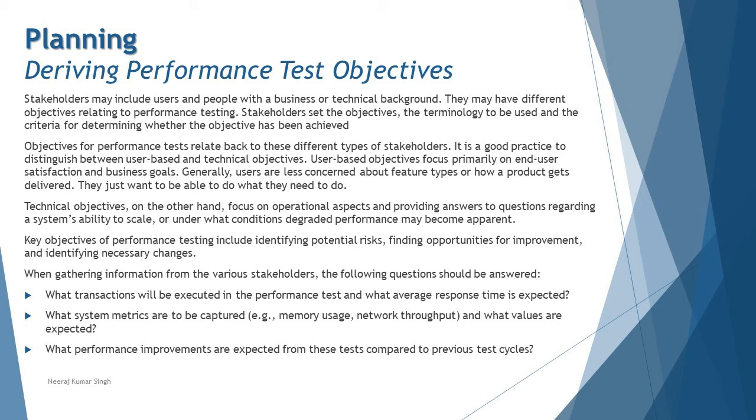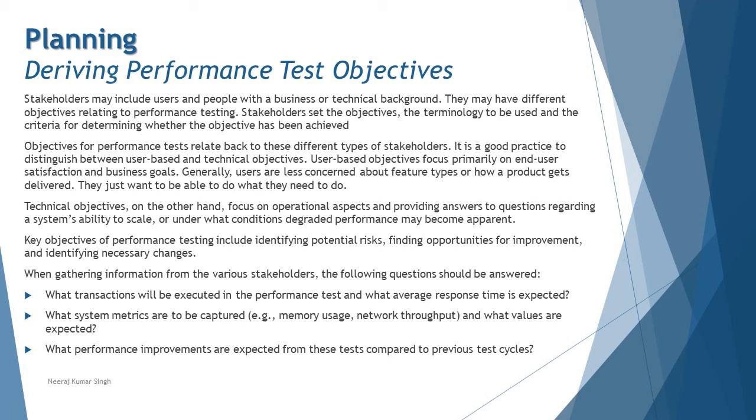And this metric could be anything: hits per second, transaction throughput, network throughput, memory usage, any sort of thing you're trying to look at. Also, what performance improvements are expected from these tests compared to the previous test cycles. You can also target this by comparing every cycle being performed with the previous ones, and making sure that every time we come up with a new iteration there is some improvement, minimizing mistakes and enhancing your approach every time you conduct it.